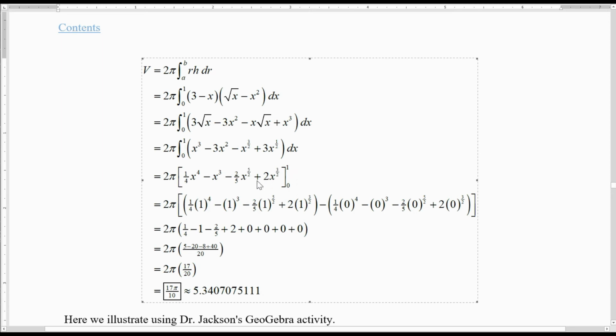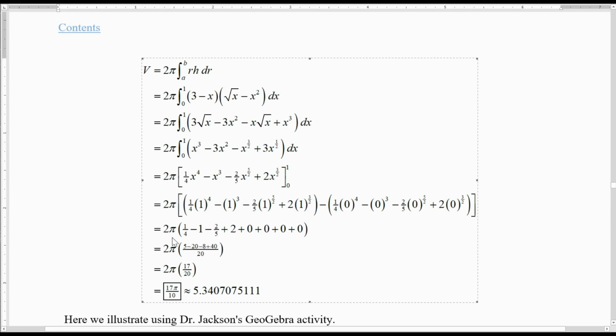Now just evaluate from 0 to 1 because we found our antiderivative. Parentheses minus parentheses inside the bracket there. So the bracket there has the 2 pi out front. The first set of parentheses is this formula with 1's in place of all the x's there. And the same formula there in the second parentheses with 0's in place. All of these in the second part are 0, so we get 4 zeros there. The 1 to any power is 1, so we just get the coefficients there. So we get 1/4 minus 1 minus 2/5 plus 2.